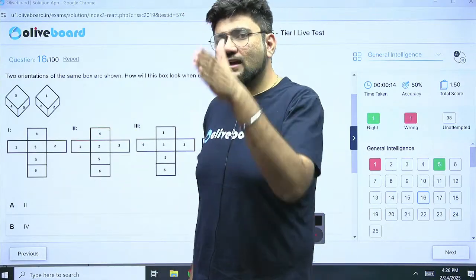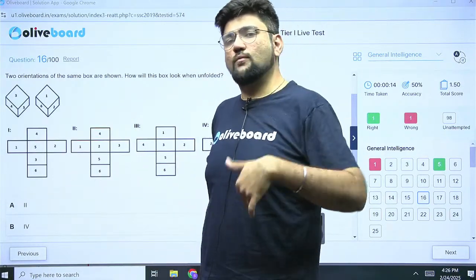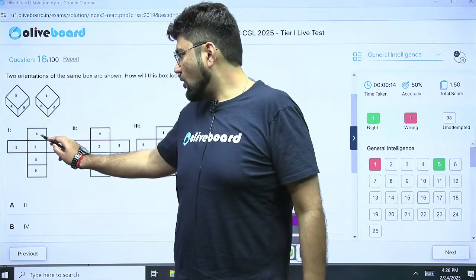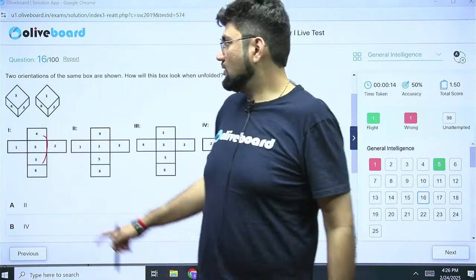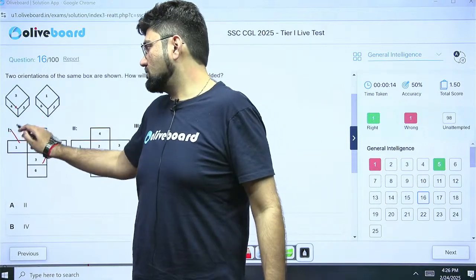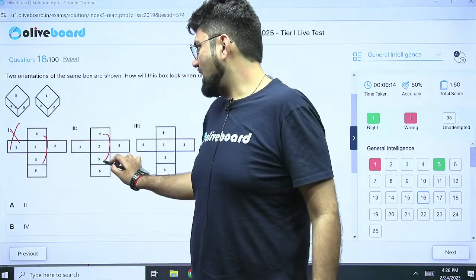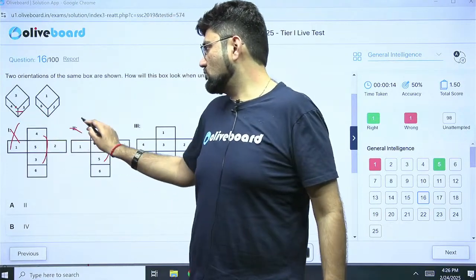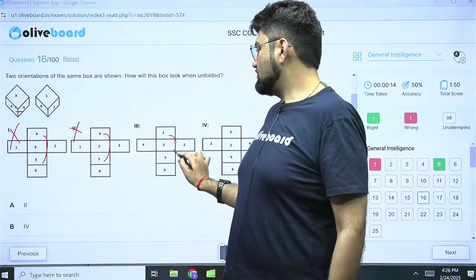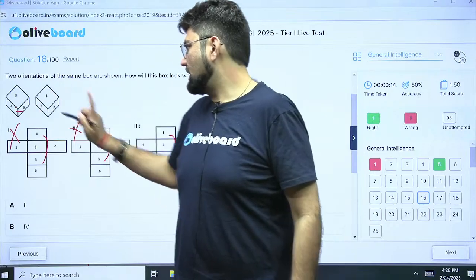You know, in the longest horizontal or vertical line, the alternates will be opposite. Now 4 has to be opposite of 3. That means 4 and 3 can never come together. Here 4 and 3 are coming together. This is not possible. 4 has to be opposite 5. So 4 and 5 can never come together. Here they are coming together. This is also not possible. 1 has to be opposite 5. So 1 and 5 cannot come together. Yes, they are not coming together.